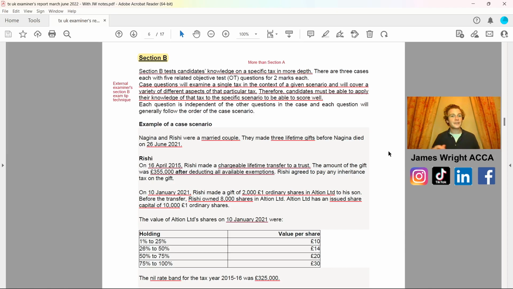This is where the External Examiner's Section B exam tip technique has come in. So if you want to take a screenshot or write it down, I'm just going to go through it now, but case questions will examine a single tax in the context of a given scenario and will cover a variety of different aspects of that particular tax. Therefore, candidates must be able to apply their knowledge of the tax to the specific scenario to be able to score well. That's where, in the examples we'll go through now on the screen, I'll just highlight the key areas, but you're going to see areas such as inheritance tax, income tax, corporation tax. These are things that you really need to be comfortable with going into your examination.